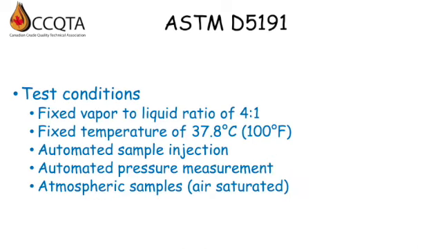This method uses the same conditions as the D323 RVP method. Similar to the drawback of the RVP method, this method also is intended for air-saturated atmospheric samples and includes the air saturation procedure for sample preparation for measurement. In the scope of the method, it is actually noted that it is not suitable for crude oils and to use ASTM D6377 instead.